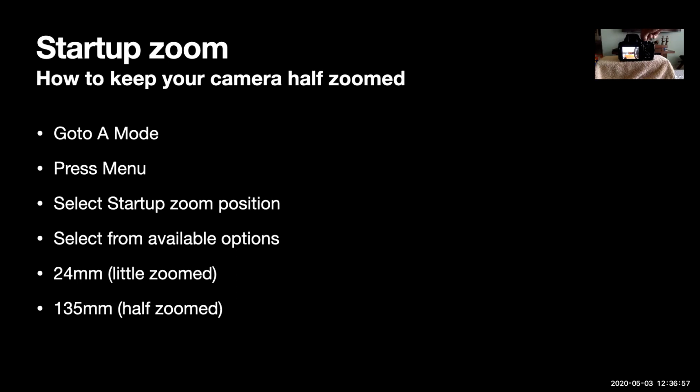For example, go to A mode, that is aperture priority mode, just for setting purposes only. Click on the menu, go to the startup zoom position option, and select from the options available. The lowermost is 24 mm, which is almost zoomed out, and 135 is the highest one. You can't have a completely zoomed in option available. So this is only for quick photographs. If you know that you are near a water body, you're going to be shooting mostly water waders there, and you are far away from there, say 100 or 200 meters, then you should start with that position.